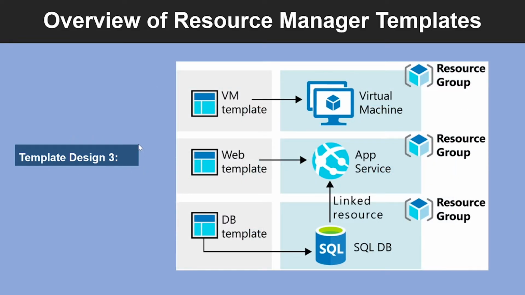Let's look at the third design type. If you envision your tiers having separate life cycles, you can deploy your three tiers to separate resource groups. Notice here, the resources can still be linked to resources in other resource groups.